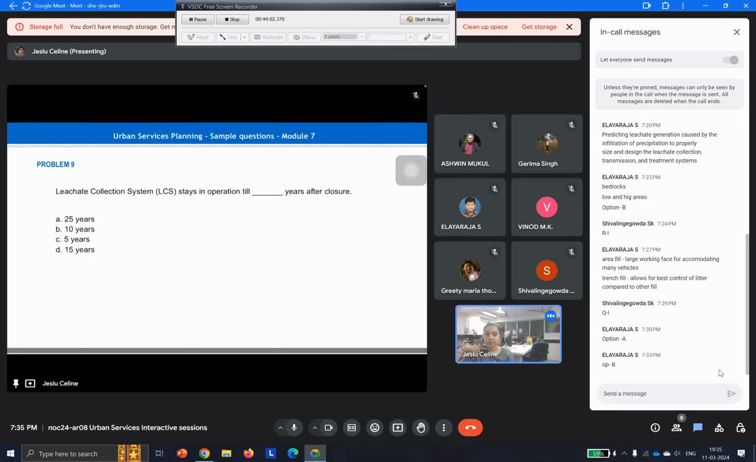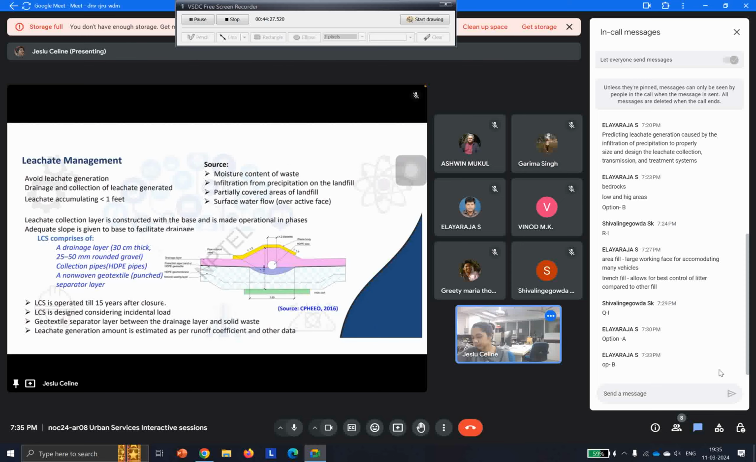So yes, how many years? The answer is 15 years. So we need to keep it. We have discussed that landfill sites usually take around 15 years to mature. So with all these things put together, even when the landfill site is closed, the leachate collection system stays in operation for 15 years. So the leachate system is operated 15 years after closure of the landfill.